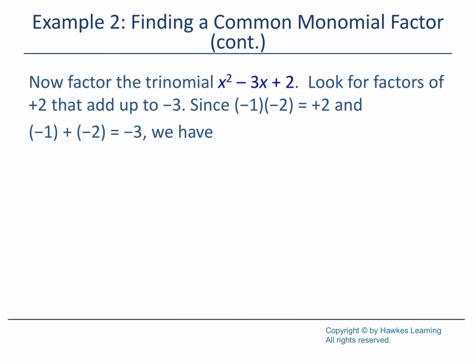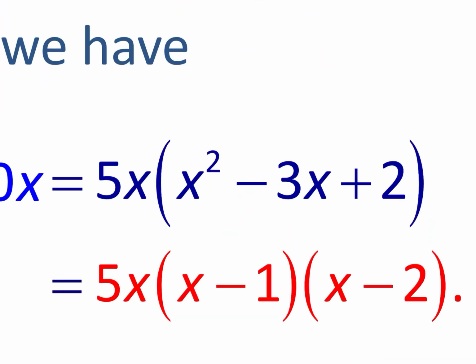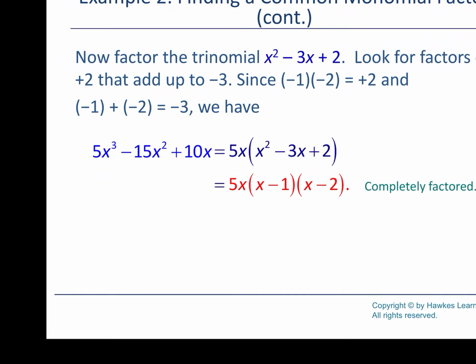All right, so we're looking for factors of 2. Well, we only have 1 times 2, right? And so if they're both negative, that's negative 1 and negative 2. And if you add them up, that gives us negative 3. So we write the factored part.